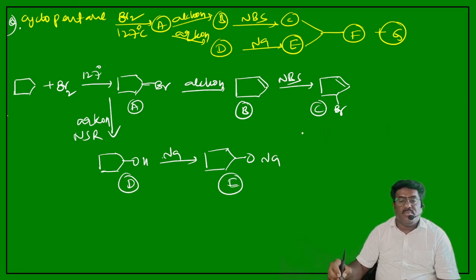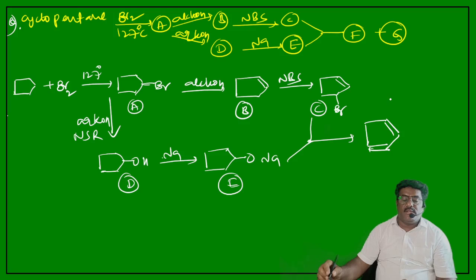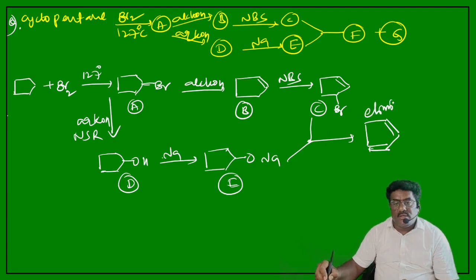C plus E. So I am writing C plus E. What is the product? It gives this product, which is an elimination product. This elimination product is a stable conjugated system.